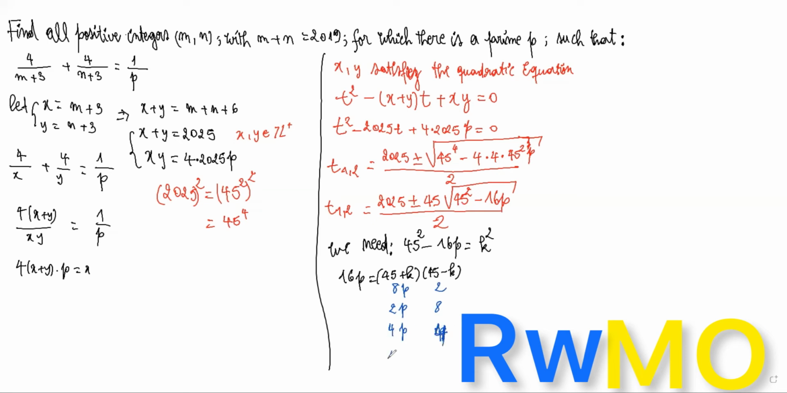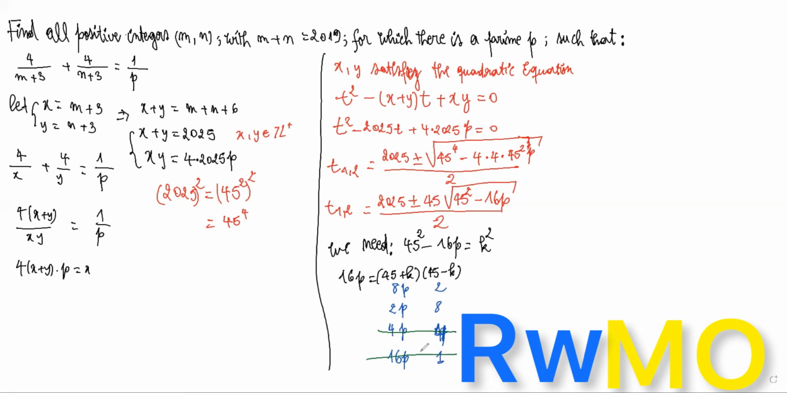And the last one is if this takes 16p and this takes 1. I'm not going to do it, but you can easily check that the last two cases won't give you integer solutions. So this case and this one won't give you integer solutions.